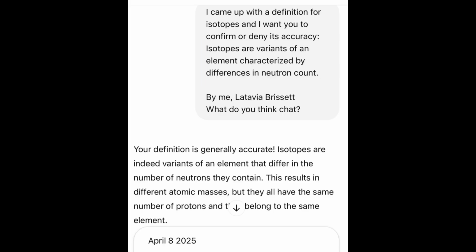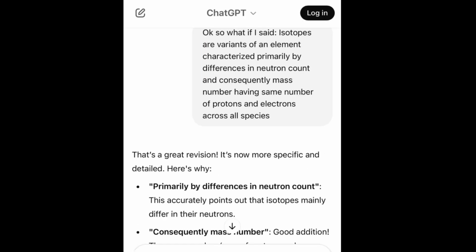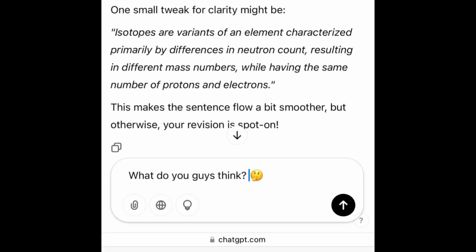Chat wanted me to talk more about the fact that the mass number is different. I didn't think that was needed, because if the neutron number is different, obviously the mass number would be. But if it makes the definition more complete, then it's important to note. So the revised definition is: isotopes are variants of an element characterized primarily by differences in neutron count, resulting in different mass numbers while having the same number of protons and electrons. So it's a little longer, but it definitely covers it.